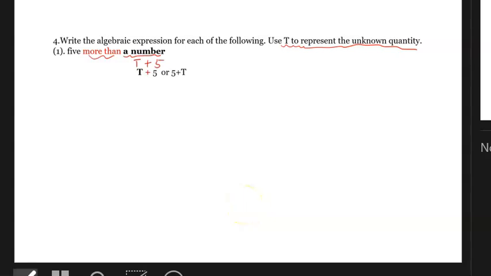And if you use 5 plus t, that also works because of the commutative property. t plus 5 is equal to 5 plus t. It works for addition and multiplication, but doesn't work for subtraction or division.